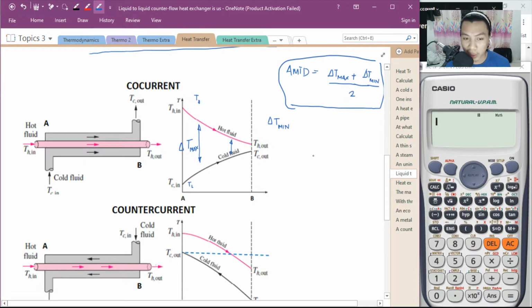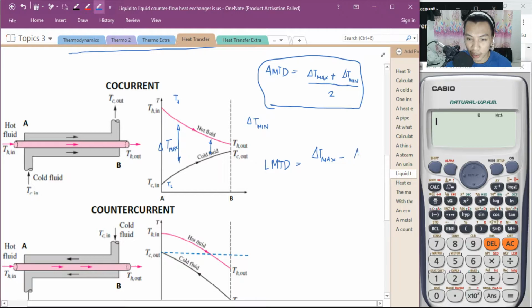Now, how about the logarithmic mean temperature difference? For your logarithmic mean temperature difference, LMTD is equal to delta T maximum minus delta T minimum, divided by the natural logarithm of delta T maximum divided by delta T minimum.